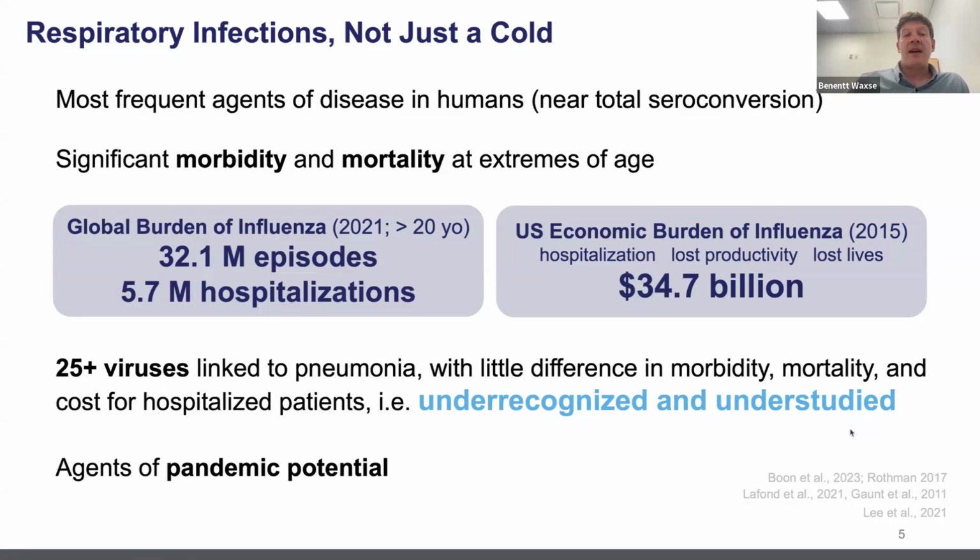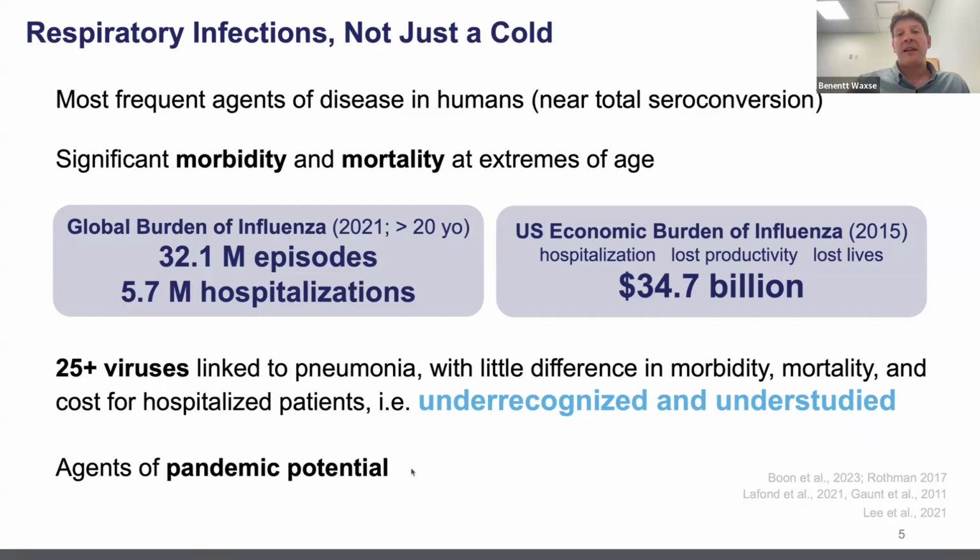So beyond these viruses, there are over 25 that we know are linked to pneumonia. And if you look at hospitalized patients, there's actually little difference in the mortality rates, how severe the infections are, and the cost for these patients. And so I'm going to call this an under-recognized and understudied area of medicine, these non-influenza, non-COVID viruses. And I don't need to remind you that these are agents of pandemic potential.